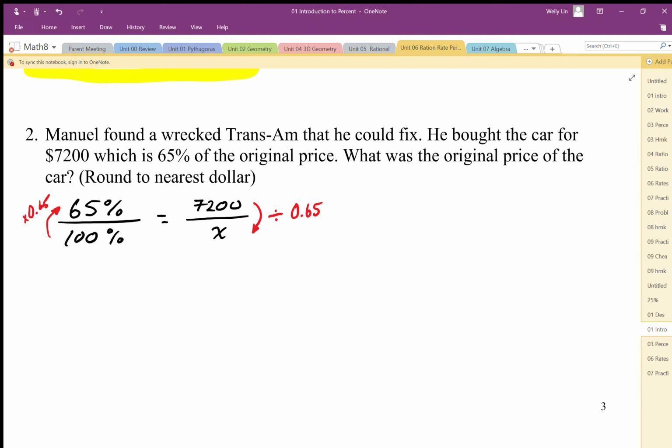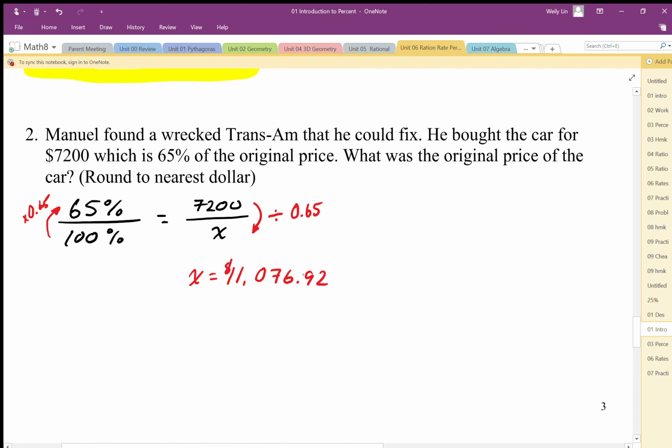And when I do that, I do 7,200 divided by 65%. I'm going to do that again, 7,200 divided by 0.65. It gives me, that 65% gives me an X value, or the whole was $11,076 and about 92 cents.